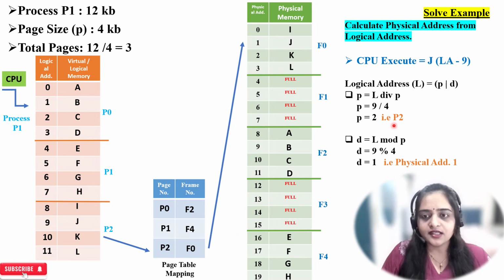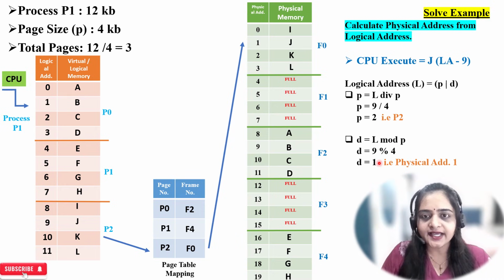Got it? Now next. This J data is stored in page 2, and this page 2 is stored in frame 0. Now in frame 0 there are a total of 4 alphabets stored, right? But the CPU wants to execute only J. Now the next formula is L mod P, where D means the offset address basically.